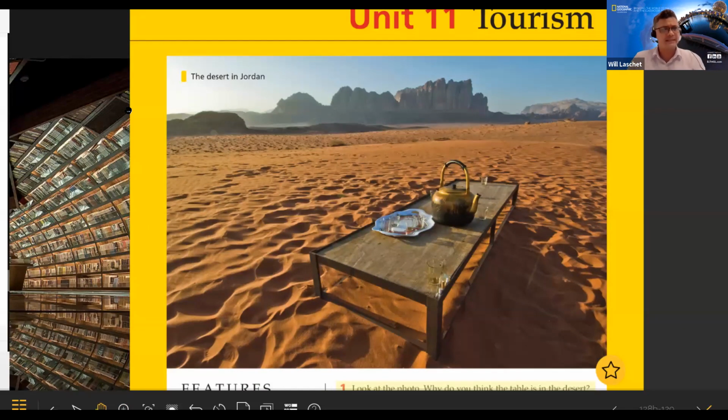Let's have a few ideas. So try and use your creative divergent thinking. What reason could there be for this table to be sitting here in the middle of the desert in Jordan? Let's see if we can get a few ideas. Okay, I can't see any ideas yet.